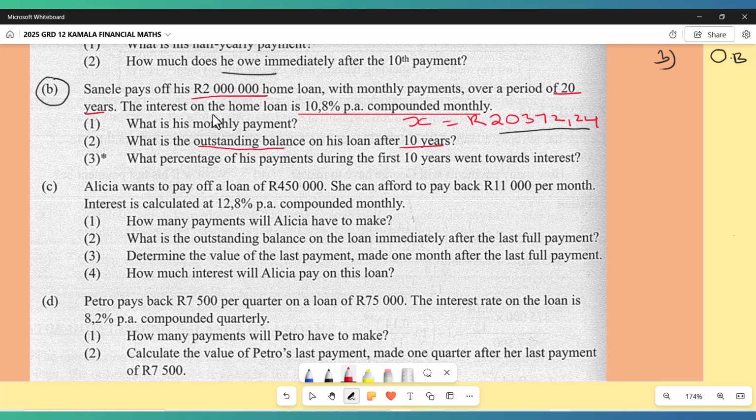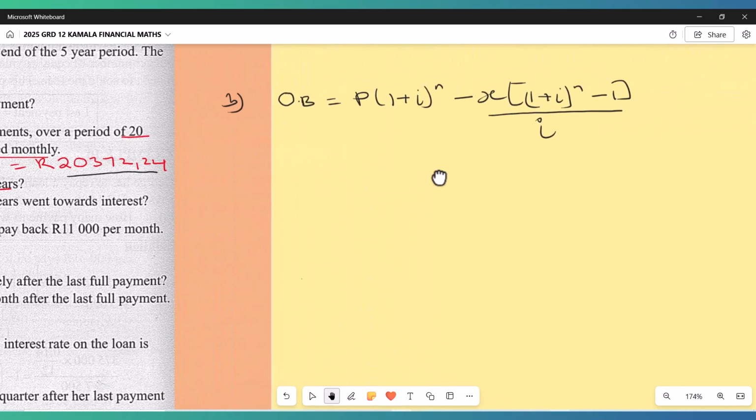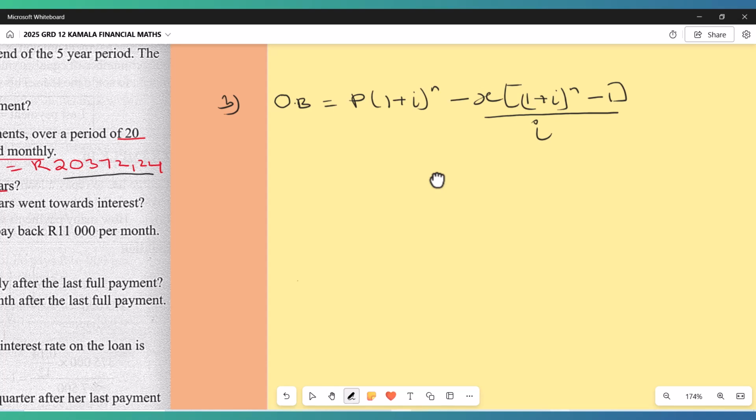So now, to get our outstanding balance, we have a formula which I told you some minutes ago. The outstanding balance, for question 2, is given by this formula: the value of the loan for 10 years minus the future value, the money invested with the interest. The loan was for 2 million.